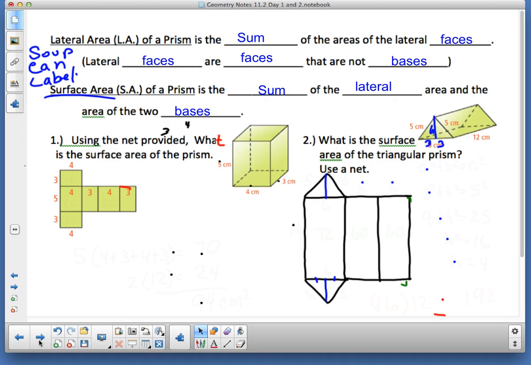Surface area, SA, of a prism is the sum of the lateral area and the area of the two bases as we go through.